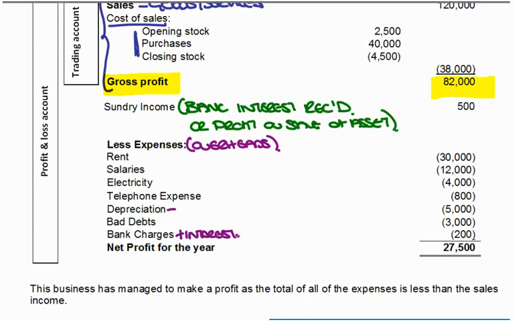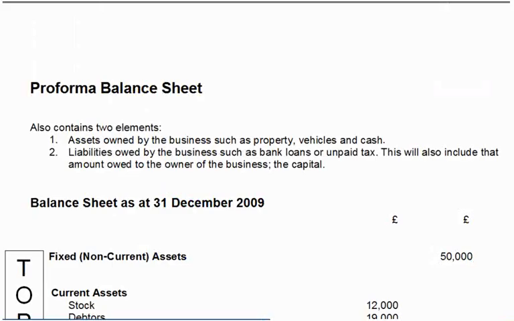Once you've taken all of those overheads off, what you end up with is your net, hopefully a profit for the year, or maybe a loss if your expenses are more than your revenue. In this case, they've made a profit because their revenue was higher than their expenditure. So that's the sort of things you're going to see in your profit and loss account, generally revenue and expenditure.